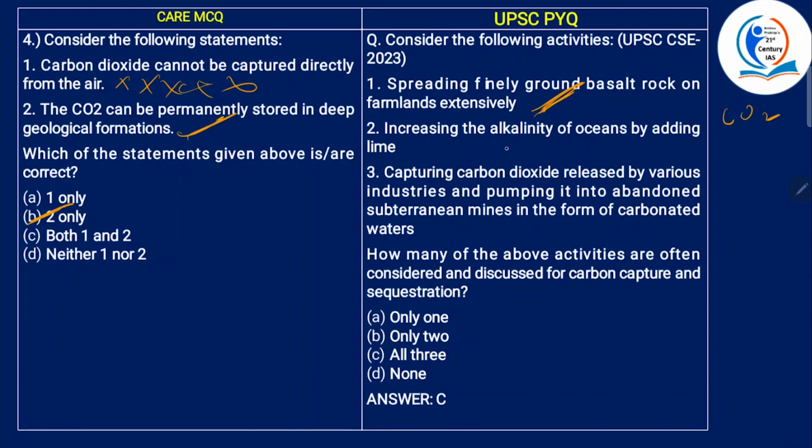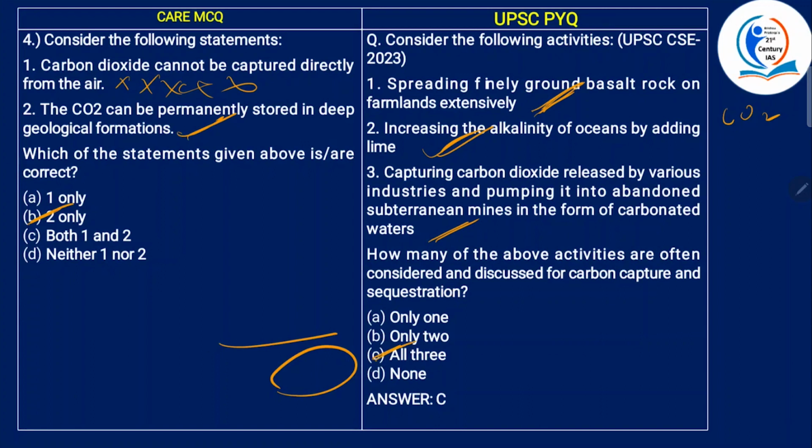Now, increasing the alkalinity of oceans by adding lime. Yes, this is also correct. Capturing carbon dioxide released by various industries and pumping it into abandoned subterranean mines in the form of carbonated waters. Yes, that is a form of underground storage. So all the 3 are correct.